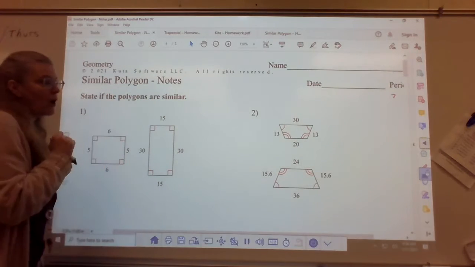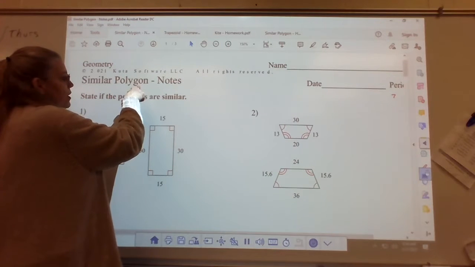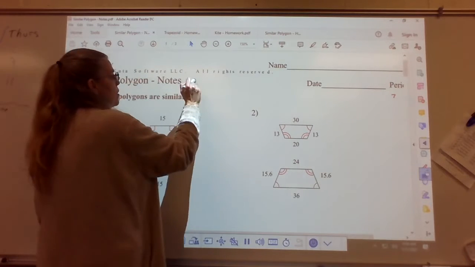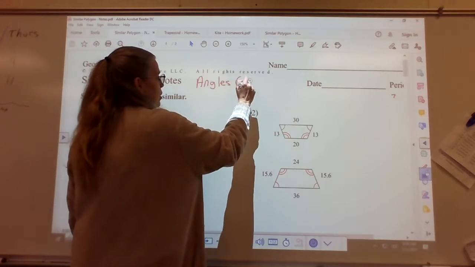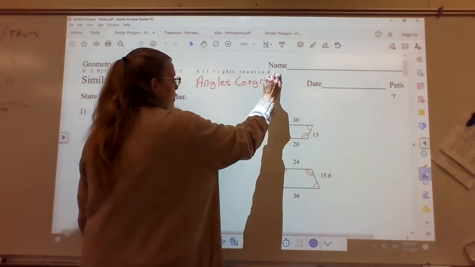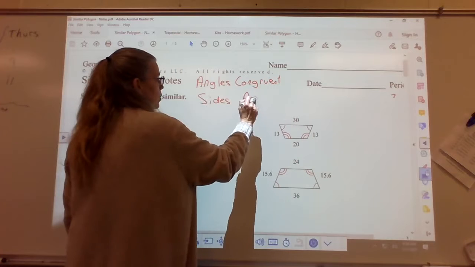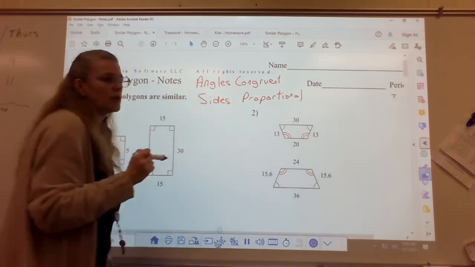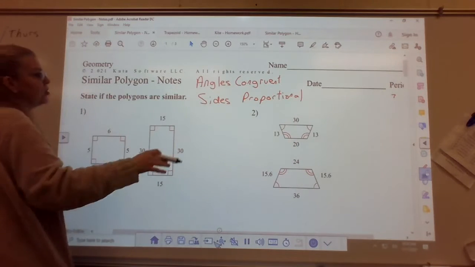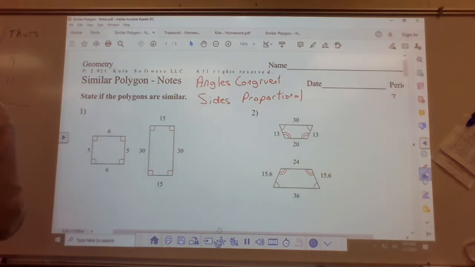So when we're doing similar polygons, we have to remember that similar polygons have the same shape, different size. Since they have the same shape, our angles are going to be congruent. The angles have to match up, but then our sides are going to be proportional. And this is why we spent time last week looking at proportions, because this entire section involves proportions. So remember, a proportion is a fraction that equals a fraction.